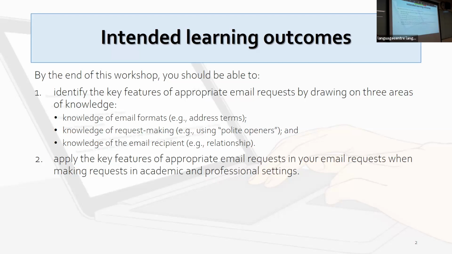I will refer to these three areas of knowledge during the workshop. Number one, knowledge of email formats. Number two, knowledge of request making. And number three, knowledge of the email recipient. I will focus more on the second and the third domain, that is knowledge of request making and knowledge of the email recipient throughout the whole workshop. I will elaborate on these two areas later.